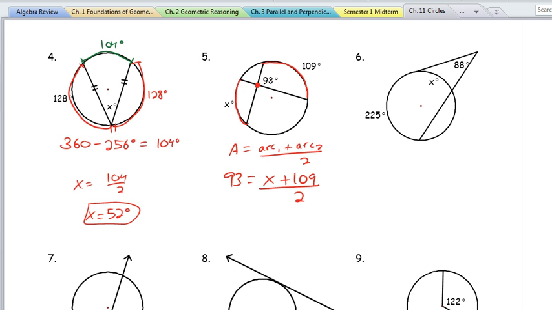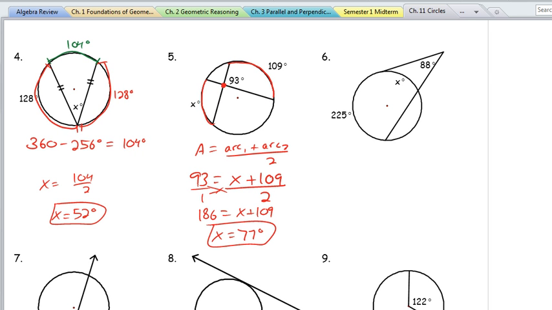A couple different ways you can do this. You can put it over 1, cross multiply, or you could have multiplied both sides by 2 and gone from there. Doesn't really matter. I guess I have it set up like this, so I'll go ahead and keep going with that. 186 equals x plus 109. So x is going to be 77 degrees. And again, you could quickly check that. Just do 77 plus 109 divided by 2, and you get back to 93.